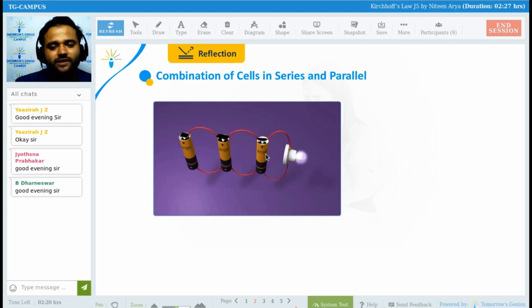Students, so let's start this. So this is combination of cells. First of all, there are two combinations.